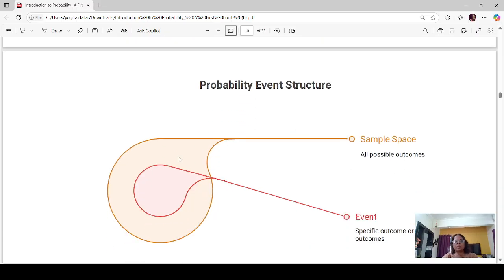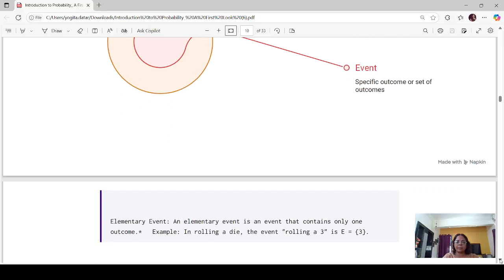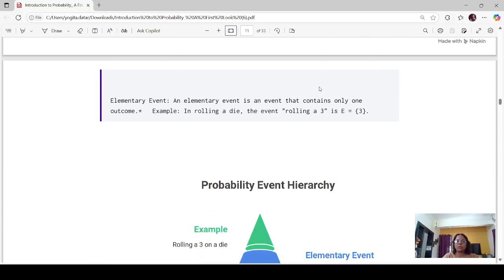This is the probability event structure. The outermost region is the sample space, that is, this is the complete sample space, and this pink region is a particular part of the sample space called an event. It may contain one element, it may contain more than one element, but all the elements should be from the sample space. There is one more type of event which is called an elementary event.